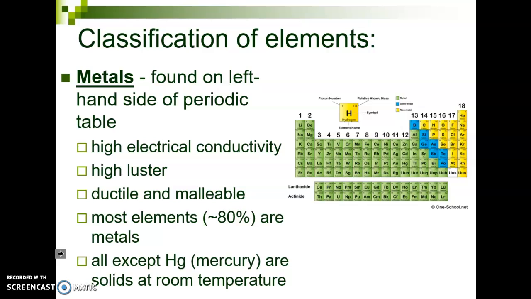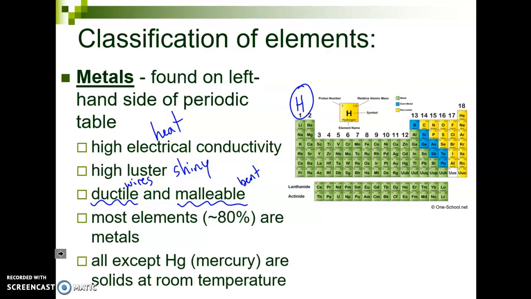We're going to classify the elements based on whether they behave like a metal, a nonmetal, or something called a metalloid. The metals are found on the far left side of the periodic table except for hydrogen. Hydrogen is a nonmetal. Metals have high electrical conductivity. That includes heat. They have high luster. That means they are shiny. Ductile: they can be drawn into wires. And then malleable means they can be bent.